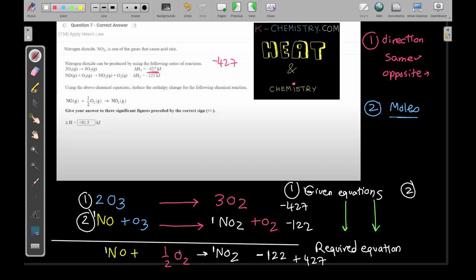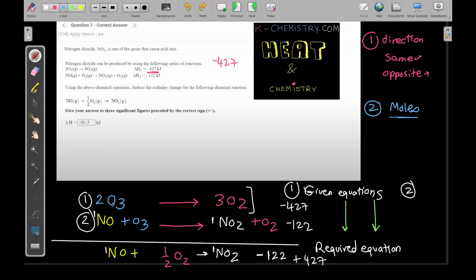But what did I do to this equation so that it will be like equation number 3? The first thing that I'm sure of is that I have to do something so that the O3 will be cancelled out. What will you do so that the O3 will be cancelled out? You will have to put some O3 here. The first equation has O3, and you need to put O3 on the other side also so that it cancels it out.